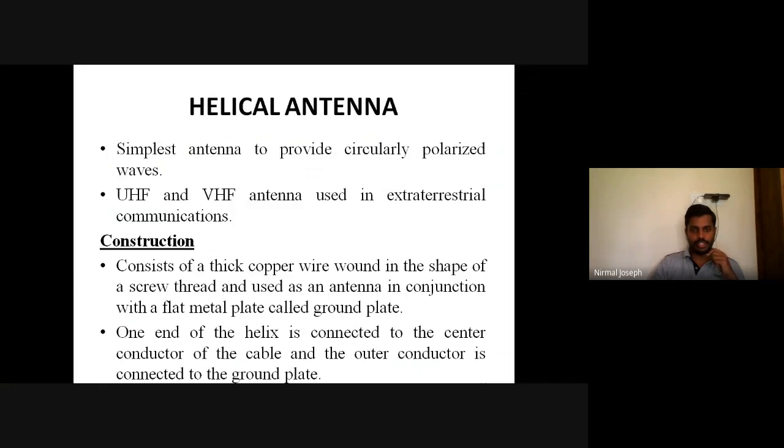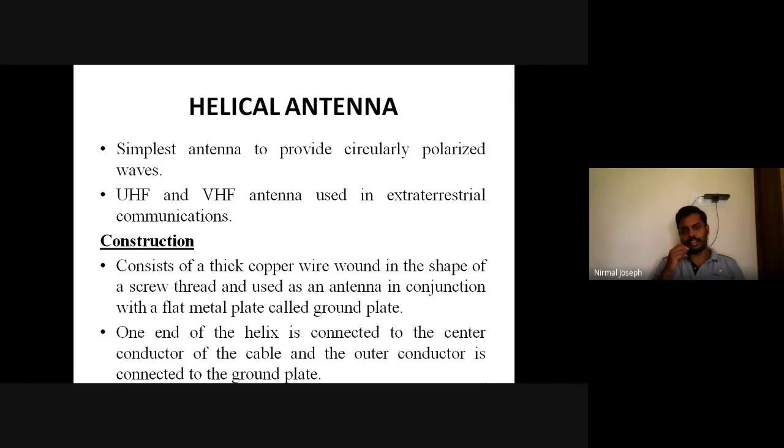UHF and VHF antenna used in extraterrestrial communications. So, by seeing the frequency itself, you can say whether it is being used in extraterrestrial communications or not. It is used in ultra high frequency and very high frequency. These helical antennas can be used in ultra high frequency, that is UHF, and very high frequency VHF. These frequencies normally we are using to do extraterrestrial communications. That means communication with space or satellites or beyond that.